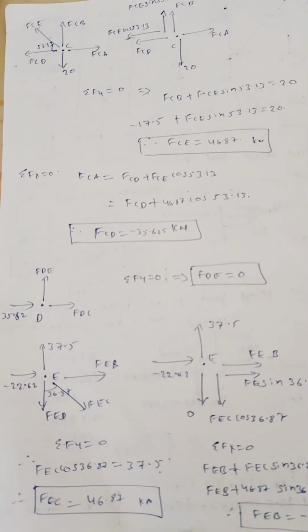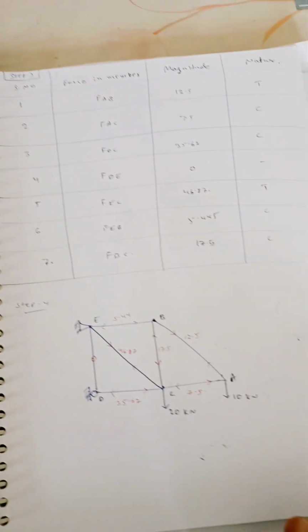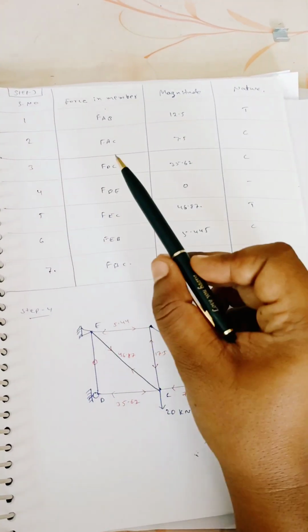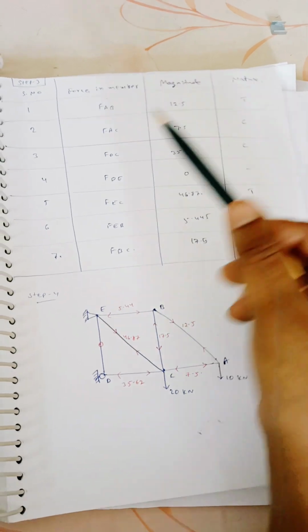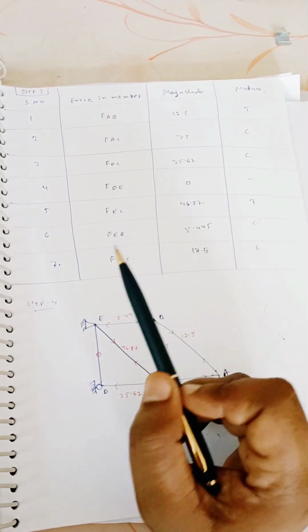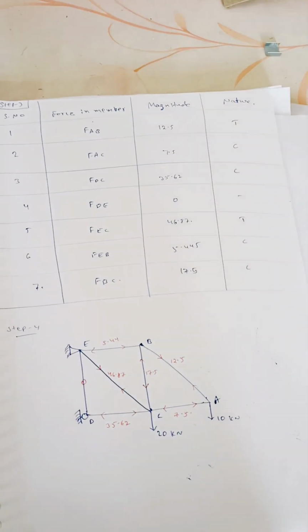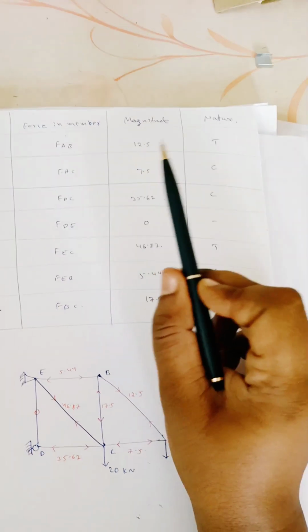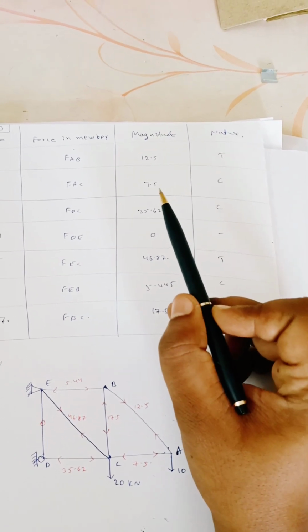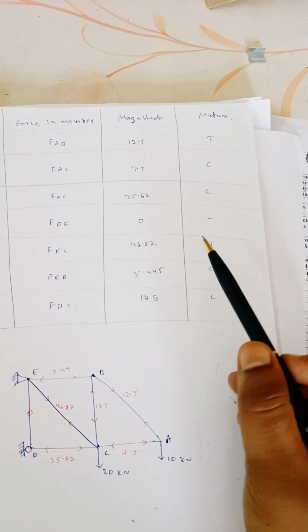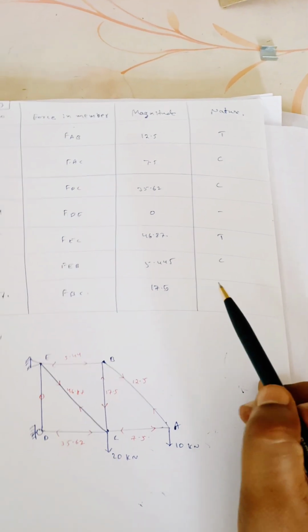Coming to the next step. In step 2, we have solved all the forces. In all the members, we have calculated the forces. Then coming to step 3, we have to represent all these forces in the form of a table: serial number, force in the member, magnitude and nature. So FAB, FAC, FDC, FDE, FEC, FEB, FBC. Write all the values which you got here, whether it is plus or minus. If the value is plus, then you represent it as tension. If the value is minus, then you represent it as compression.